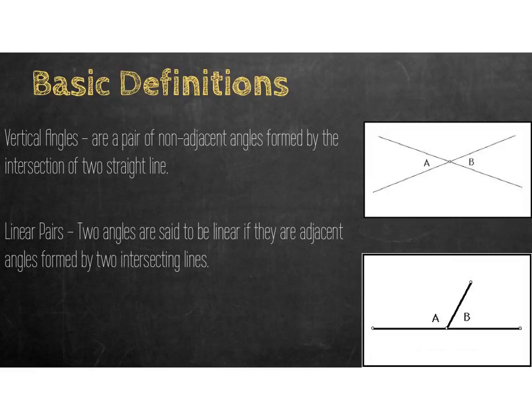All right, so a couple definitions here. Vertical angles are a pair of non-adjacent angles formed by the intersection of two lines. So these would be vertical angles. We'd also say that those are vertical angles. So when two lines intersect, you get two sets of vertical angles. Then we get linear pair. Two angles are said to be a linear pair if they are adjacent angles formed by two intersecting lines. So these are adjacent. Adjacent is next to each other.